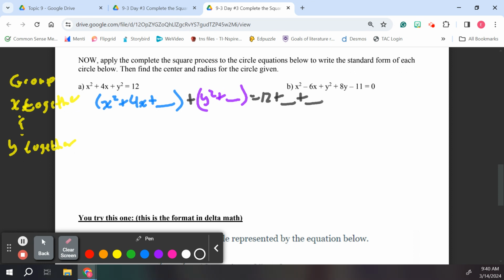Now, our goal is to complete the square for x and then complete the square for the y's, okay? So this means that I am taking 4 divided by 2. I'm squaring that. This leaves me with 2 squared, which gives me 4. I'm going to add 4 there and then 4 on the other side. Now, y doesn't have a b value, so there's nothing I'm really adding in. I can just add in 0.